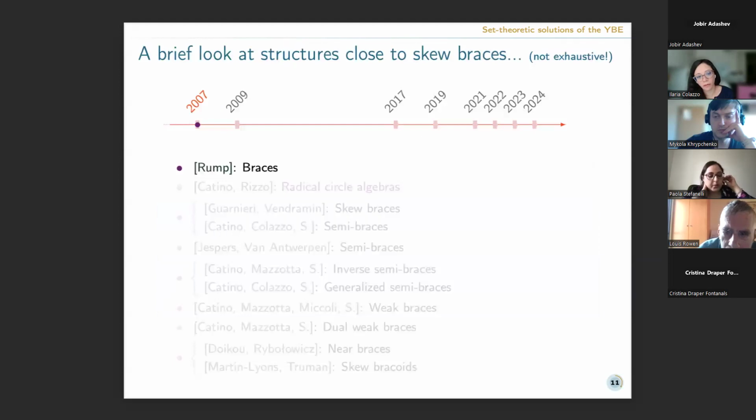After this paper of Rump, of Guarnieri and Vendramin, the structure of skew braces was profusely investigated, also in its generalizations, by considering different structures associated to this kind of skew brace structure. At first, as I said, we have this generalization of radical ring braces introduced by Rump.